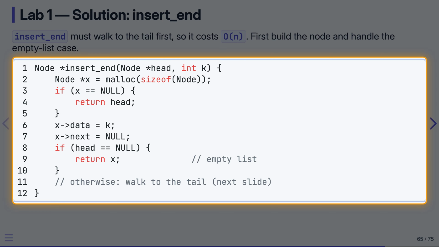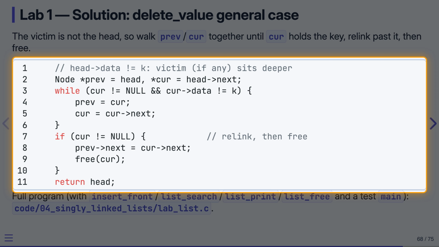If the list is empty, the new node is the whole list, so we return it. Otherwise it walks with prev and cur until cur holds the key. Then it relinks prev->next past cur, and only then frees cur. Always relink before you free.